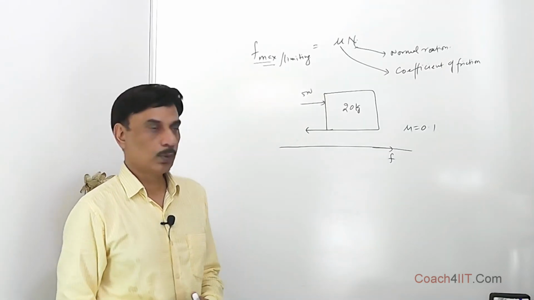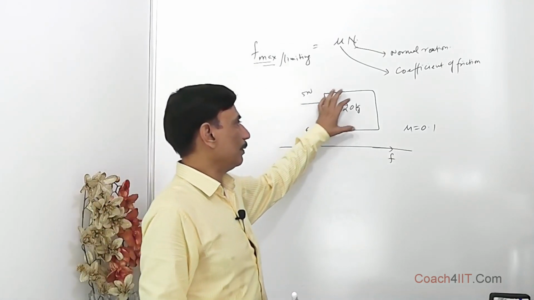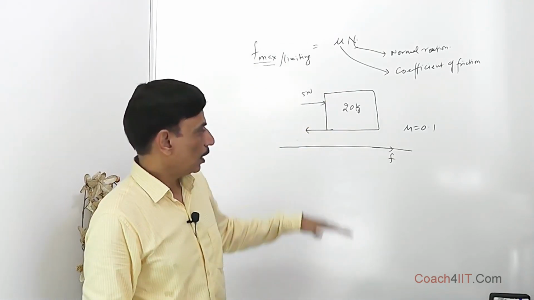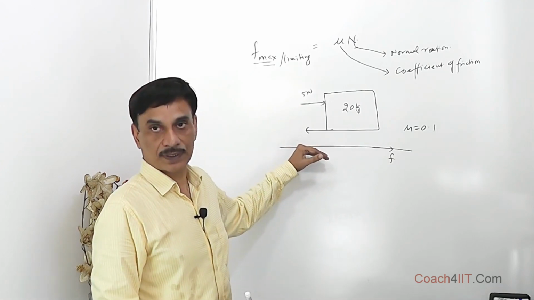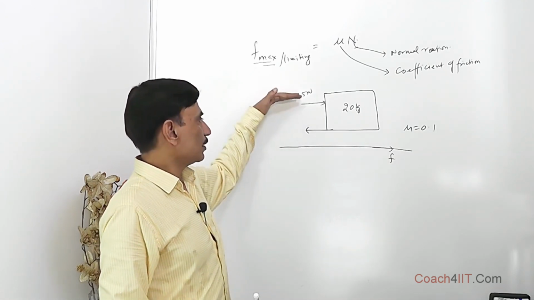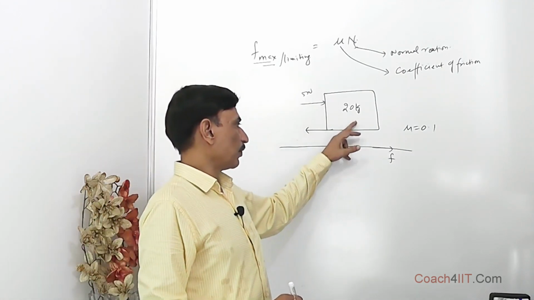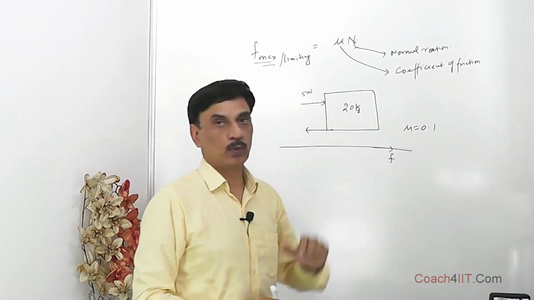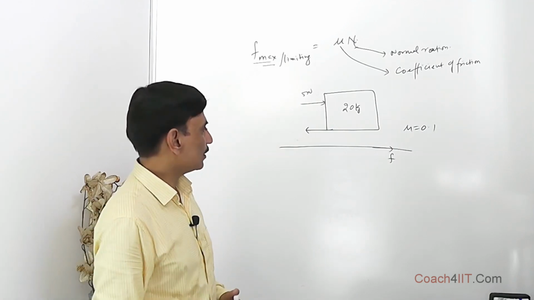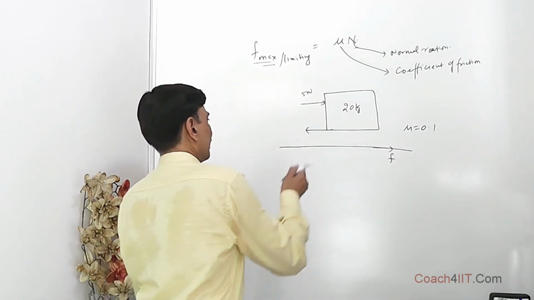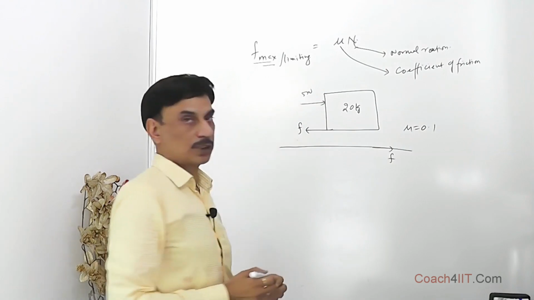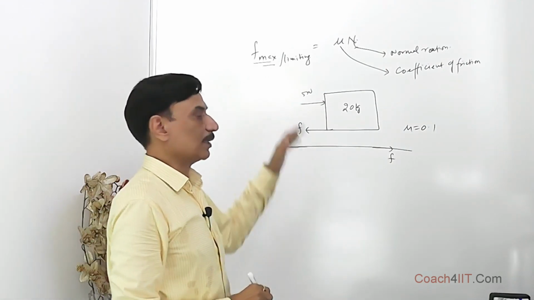Now let's say we have a case where we have a block of 20 kg resting on a horizontal surface. 5 Newton is a horizontal force which is applied onto the block, and coefficient of friction between these two surfaces is 0.1. We are asked, what is the value of this friction force at this moment when a 5 Newton force is being applied onto this block like this.